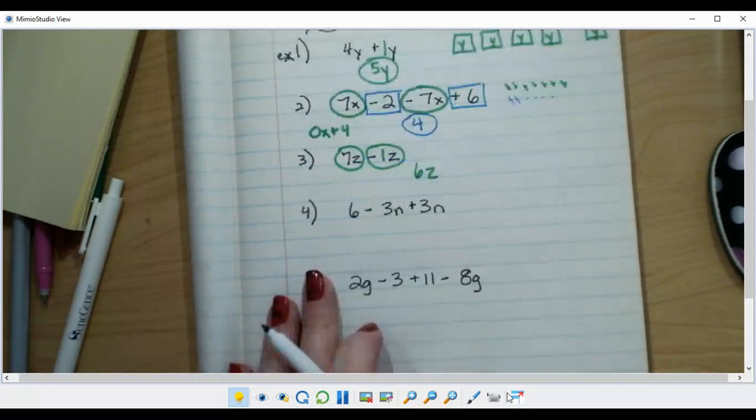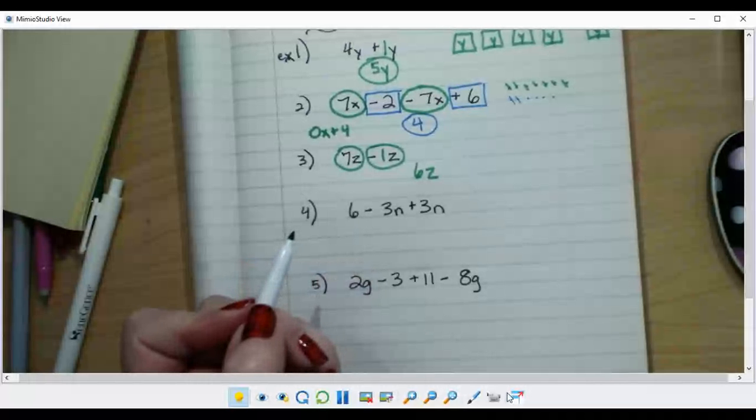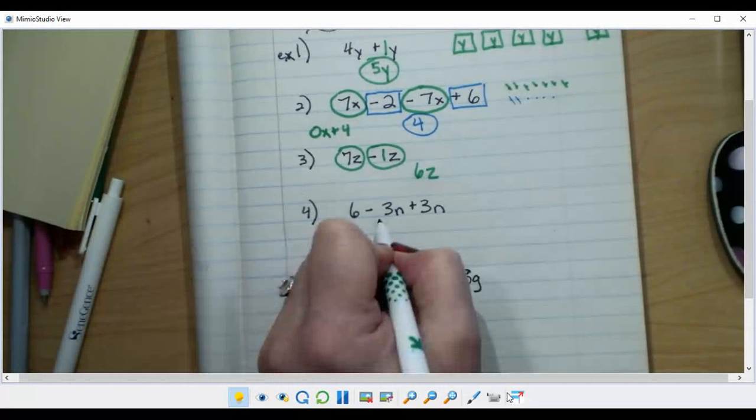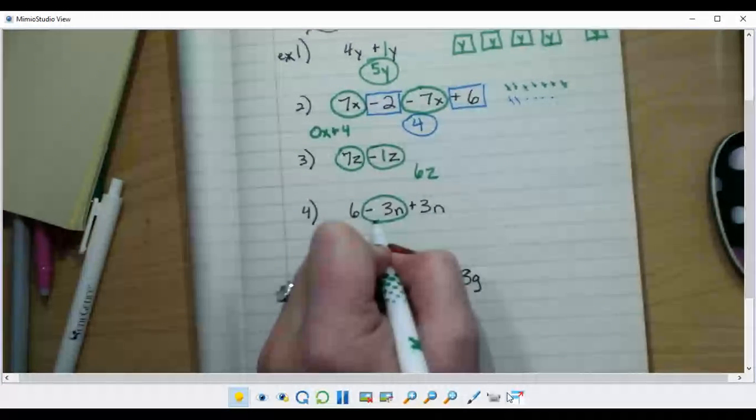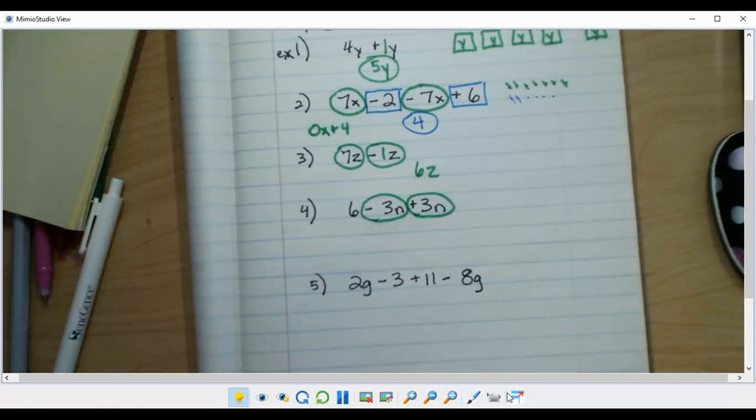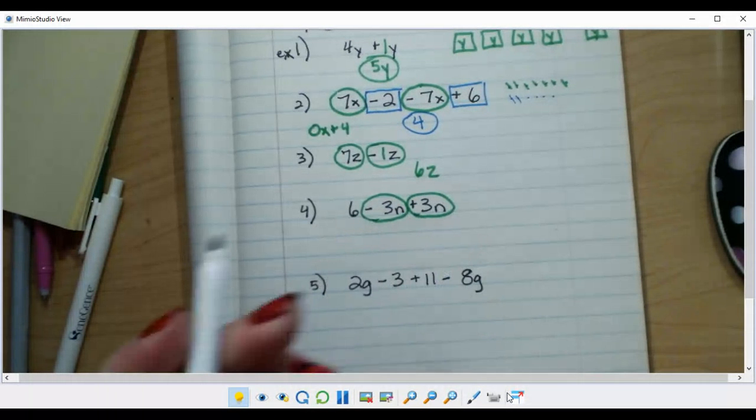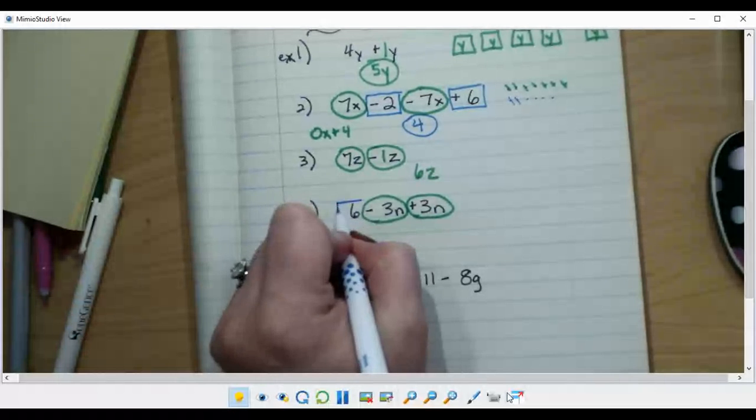Okay, let's look at number 4. Do I have like terms? Yes. So I'm going to circle my n's. Again, take the sign in front of it. It's a good habit to get into. And then I still have this 6 kind of hanging out over here.